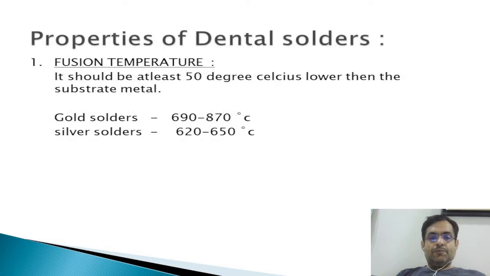Now, what are the properties of dental solders? The fusion temperature should be at least 50 degrees less than the substrate metal. Gold solders are melted at 690 to 870 degrees Celsius, and silver solders have a fusion temperature of 620 to 650 degrees Celsius.